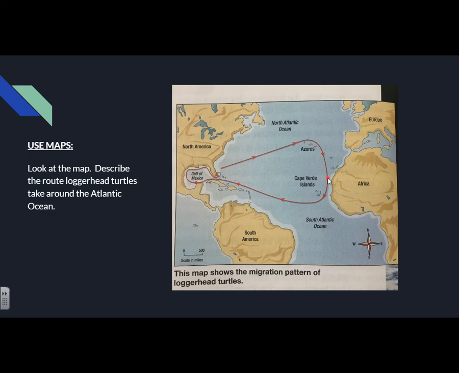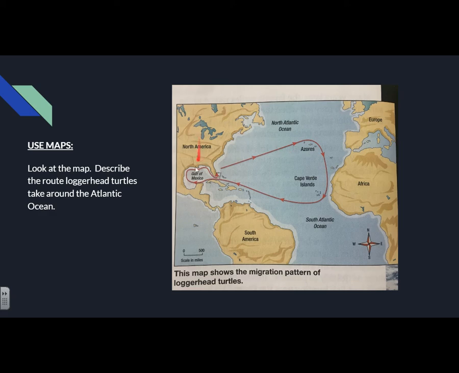Look at the map. Describe the route the loggerhead turtles take around the Atlantic Ocean. All right. So it says this map shows the migration pattern of the loggerhead turtles. This is how we read a map. So it shows that they go out here, they turn back around, they go near Africa, and then they go back to the Gulf of Mexico, and then they do that over and over again.